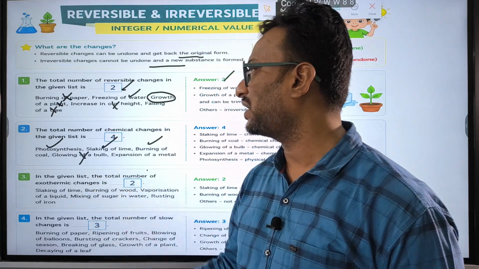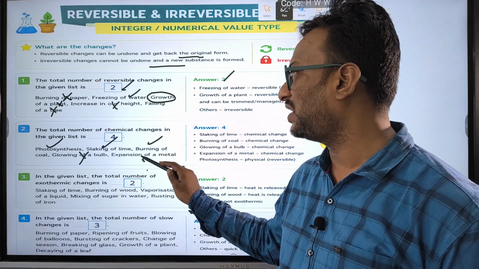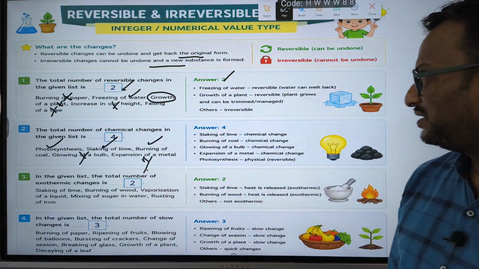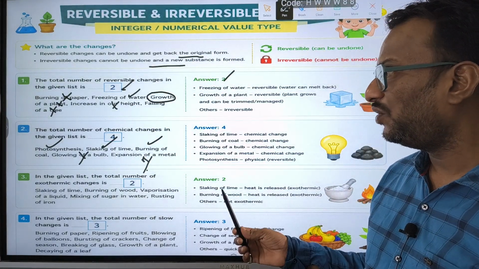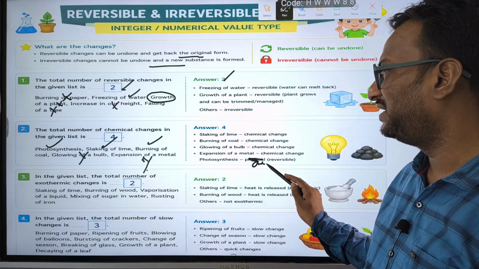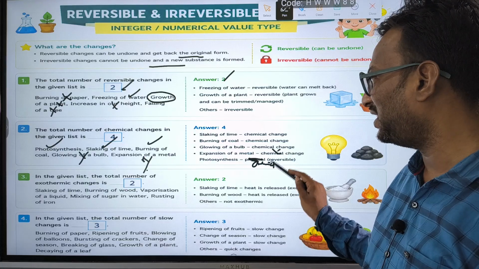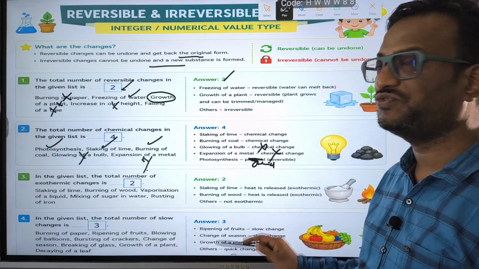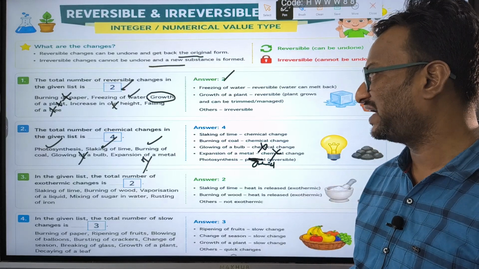Glowing of bulb is not a chemical change. Expansion of metal is not a chemical change. See, here we are having photosynthesis, it is a chemical change. It is not physical, it is a chemical change. Expansion of metal is not a chemical change. And glowing of bulb is not a chemical change, because we can switch it off. It will go off once again.